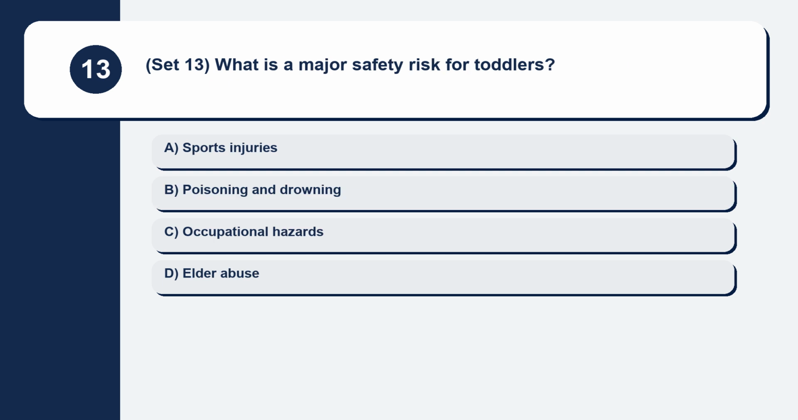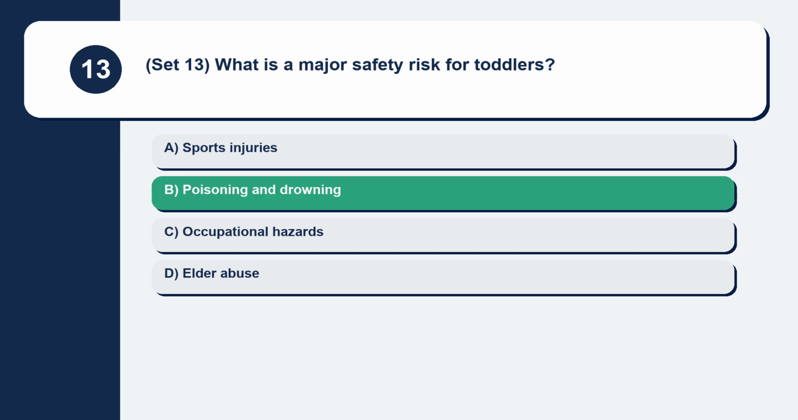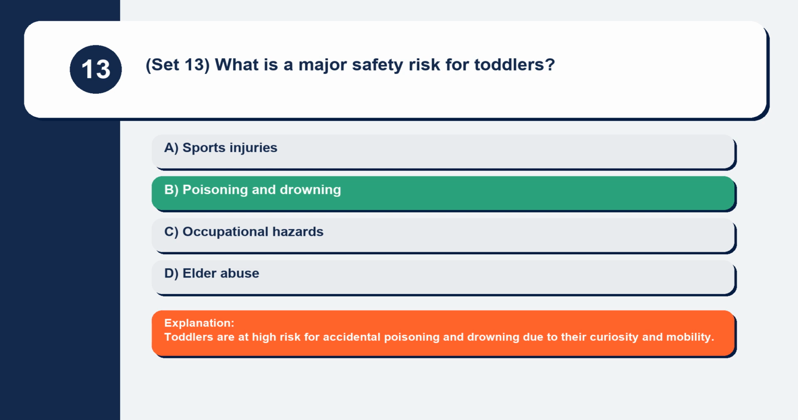Question 13, Set 13. What is a major safety risk for toddlers? Sports injuries, poisoning and drowning, occupational hazards, elder abuse. Toddlers are at high risk for accidental poisoning and drowning due to their curiosity and mobility.